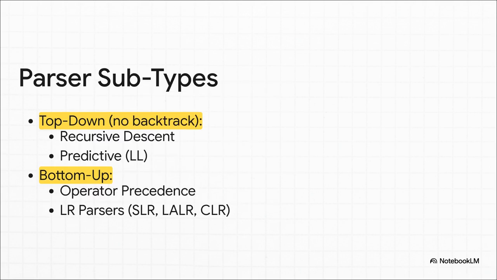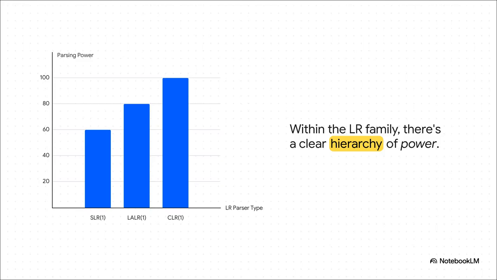And as you zoom in, you see even more specific types. The most common top-down parsers are called predictive because they're designed to be smart enough to look ahead a little bit so they don't have to backtrack. These are known as LL parsers. And on the bottom-up side, the real powerhouse group is the LR parsers, which are incredibly good at that whole shift-reduce dance. But even within that really powerful LR family, there are levels.